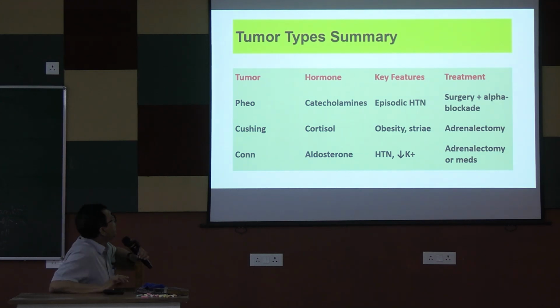So to summarize the entire thing, I am placing today's class considering your examination. Try to remember in brief. Some part of the adrenal theory will definitely come in your final MBBS. So don't forget: Pheochromocytoma, the hormone is catecholamine. Key feature is episodic hypertension. Treatment is surgery and alpha-blockade. Cushing, the secreting hormone is cortisol.